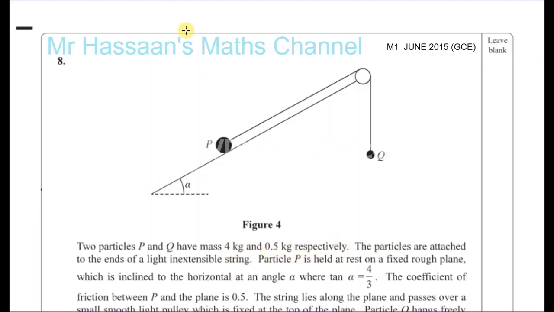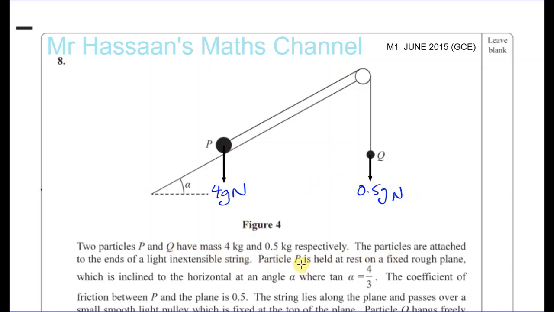Okay, so let me just start putting everything in here. So P has a mass of 4 kilograms, so you can say its weight will be 4g newtons. So that's 4g newtons, that's its weight. And Q has a mass of 0.5 kilograms, so its weight will be 0.5g newtons, where g is 9.8. Okay, that's newtons. Okay, now let's put it in.